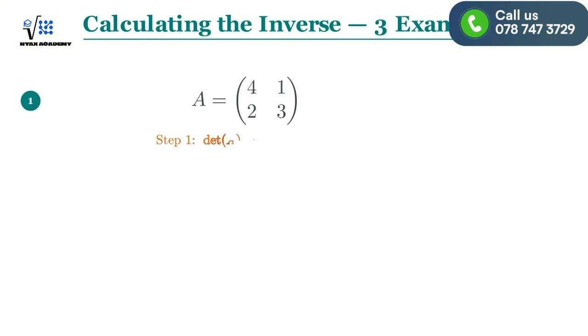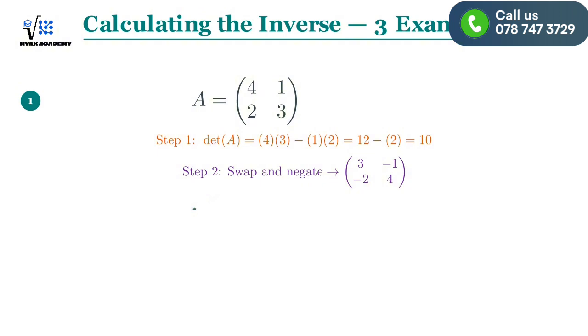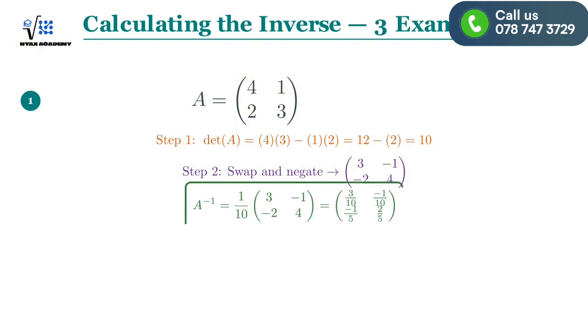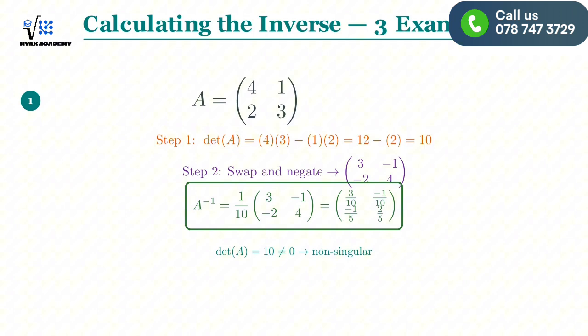Let's take a look at calculating the inverse of matrix A. First, we find the determinant using the formula AD minus BC, and we get 10. The second step is to swap and negate. So we swap the elements at position A and D, and the rest of the elements we attach a negative sign. Then lastly, we say 1 over the determinant of 10 multiplied by our swapped matrix to get our resultant inverse matrix. Note that our determinant was not equal to 0, meaning our matrix A was a non-singular matrix, hence it has an inverse.